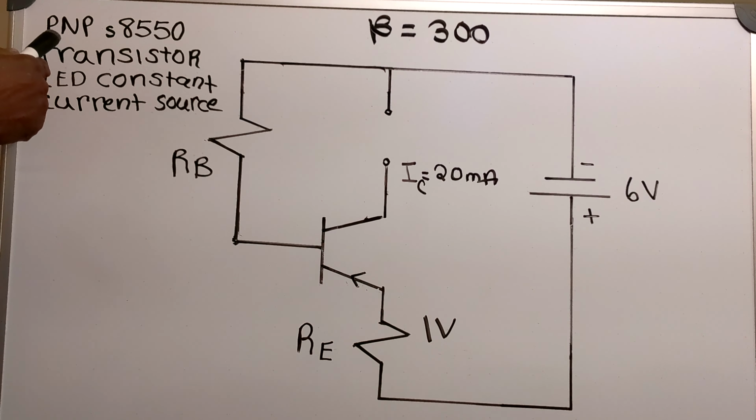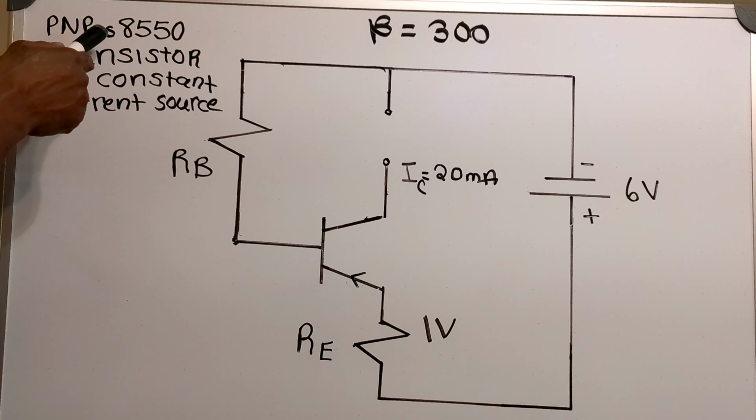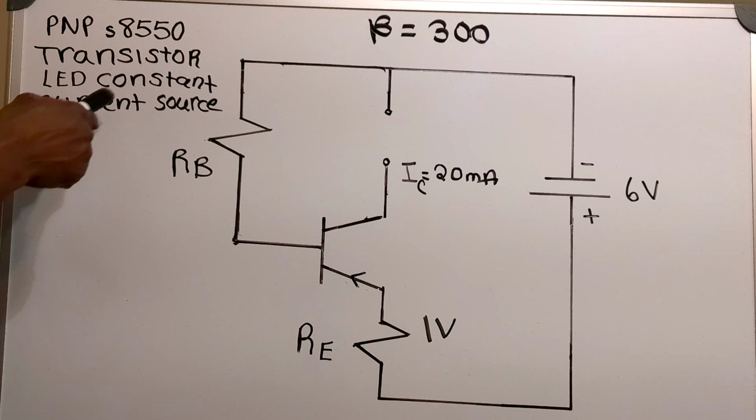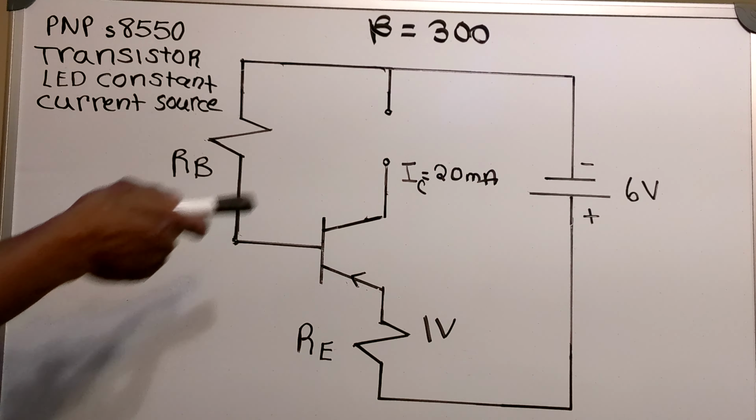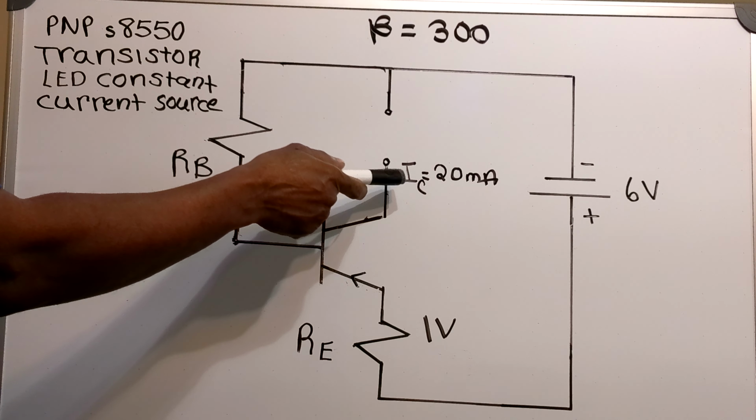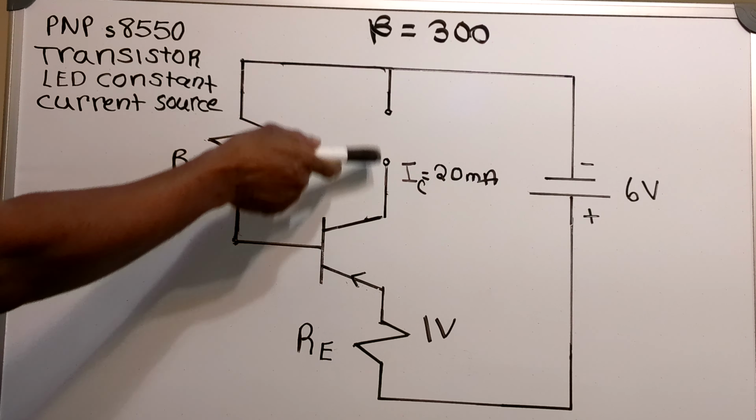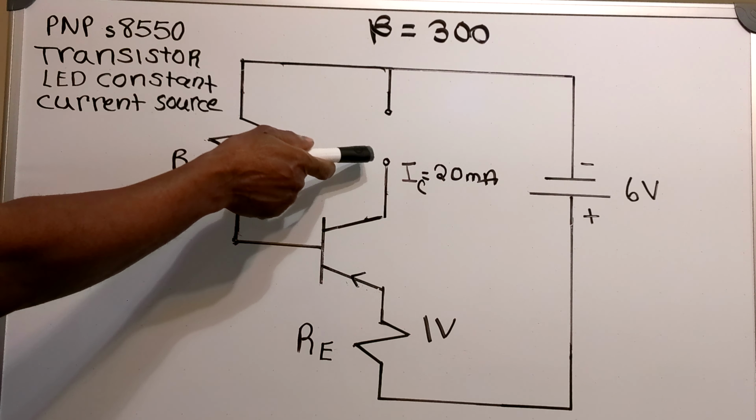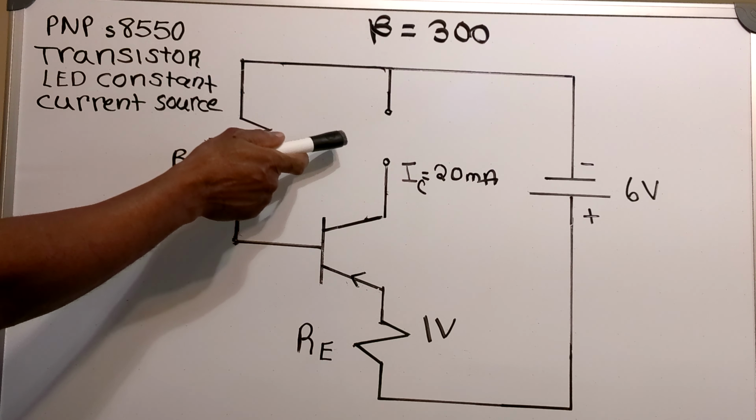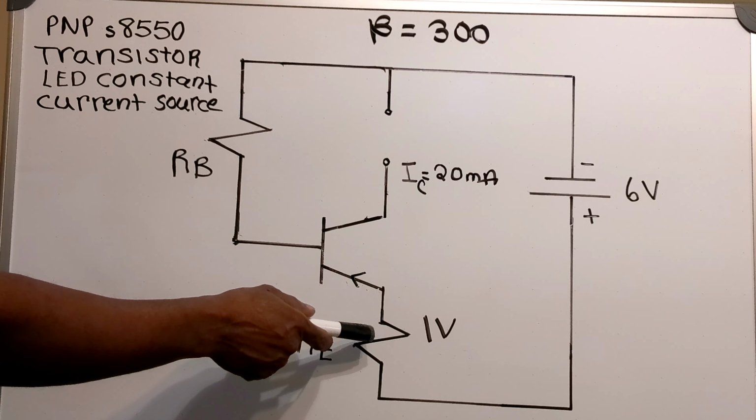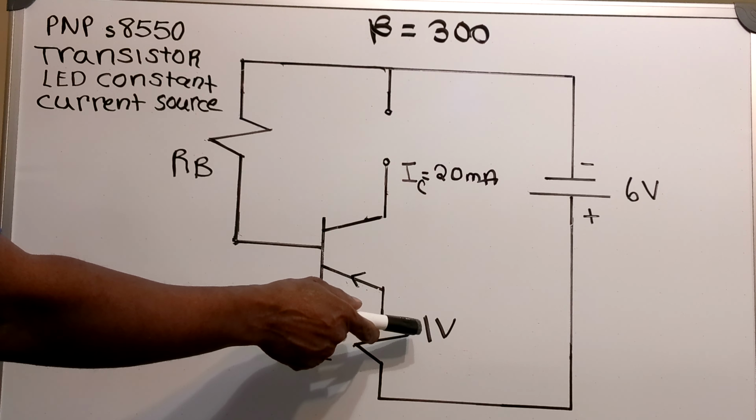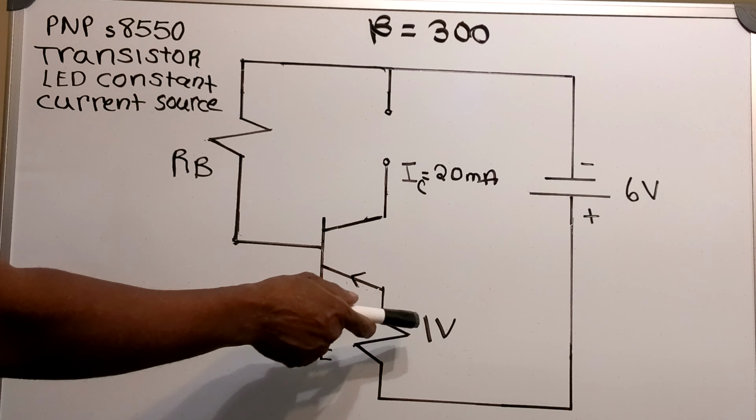Now in this video, I've got the PNP S8550 transistor LED constant current source. My current will be a current of 20 milliamps. These two terminals on the collector side will be where the LED goes. On the emitter side, I have a resistor, and the voltage across that resistor will be 1 volt.